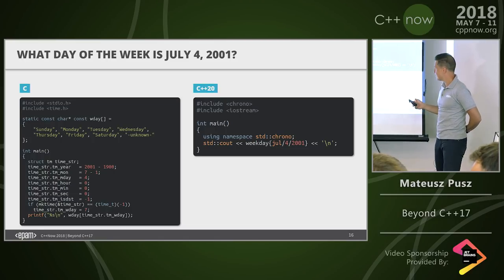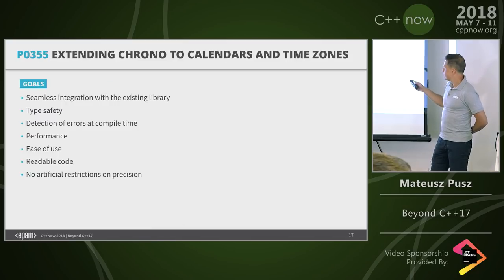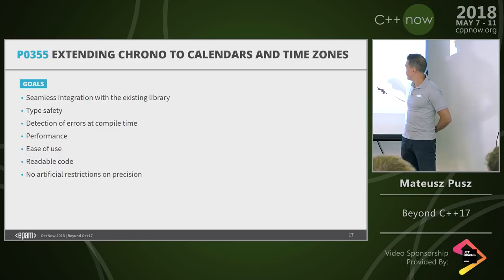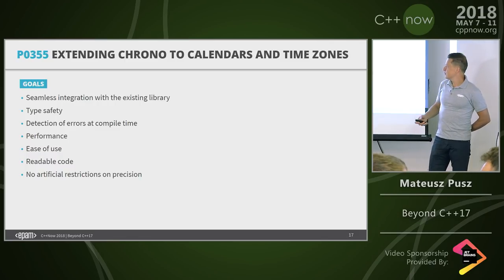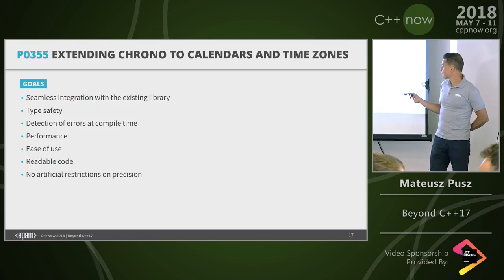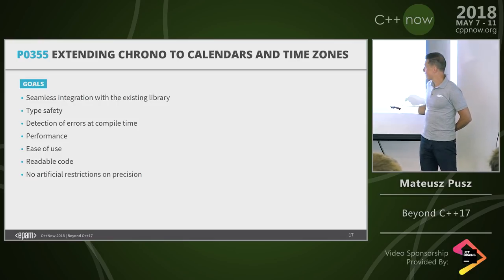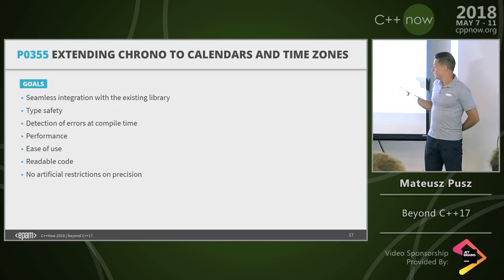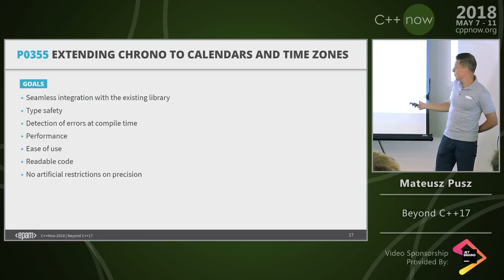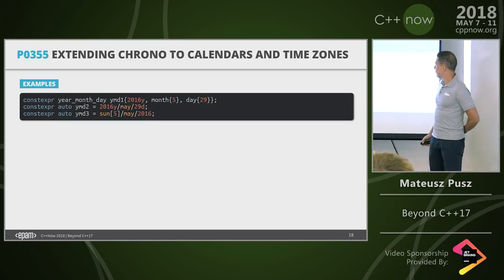There were nice presentations about those libraries at CppCon. I will provide you the links in a few slides. Basically, the goal of this library is to integrate seamlessly with the existing libraries, type safety, detection of all or most of the errors during compile time, and of course, performance. All of this is context and that stuff. Ease of use. As you saw, the code is readable. And maybe I will show you some more examples on this.